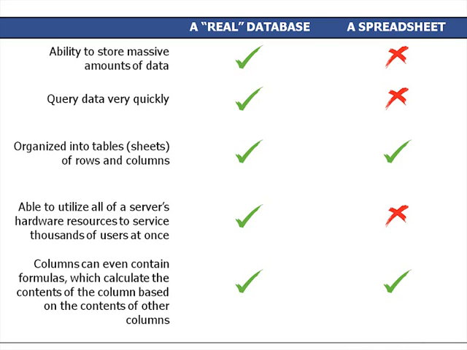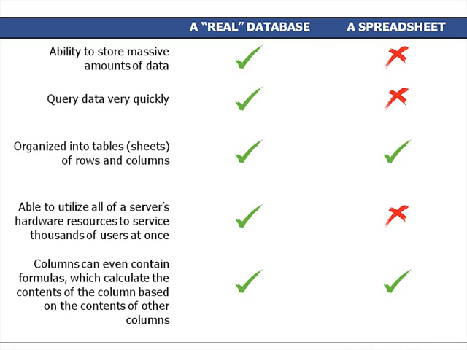A real database is organized into tables, which consist of rows and columns. So a single row in a table might represent a student, and the columns would contain information for that student's first name, last name, address, and so forth. A spreadsheet is laid out in almost exactly the same way. Excel calls it a sheet instead of a table, but it is still organized into rows and columns.